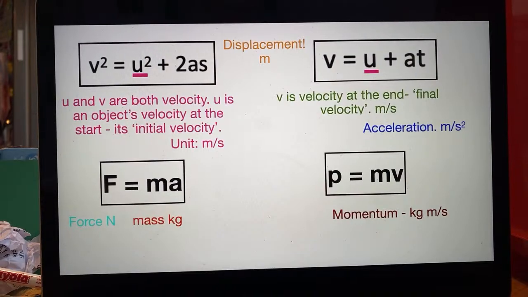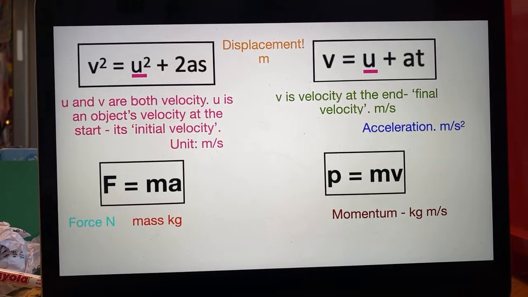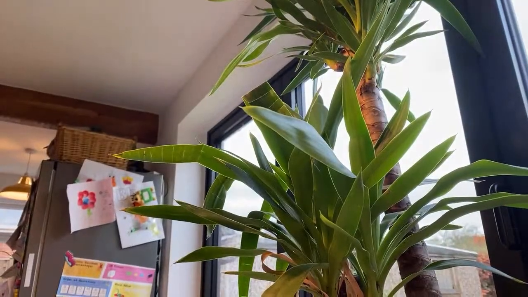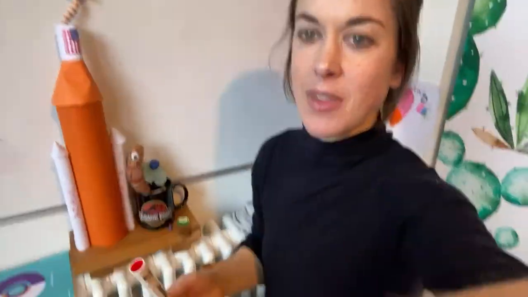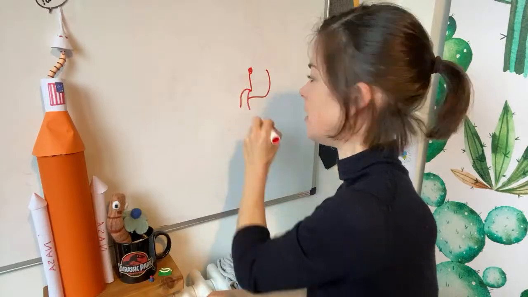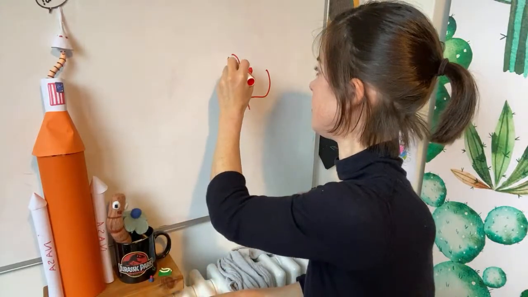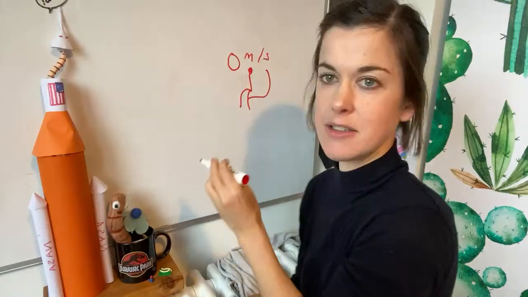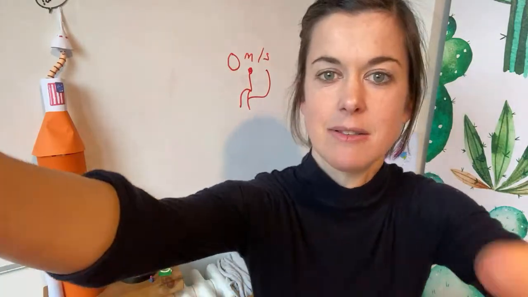Let's look at U first of all. What is U underlined in pink here? Well, U is the most confusing one because V and U are both velocity. But U is an object's velocity at the start, okay? It's initial velocity, and it's measured in meters per second. So, for example, if you're sitting in a chair, then your velocity is 0 meters per second, yeah? Because you're not moving any distance per second.